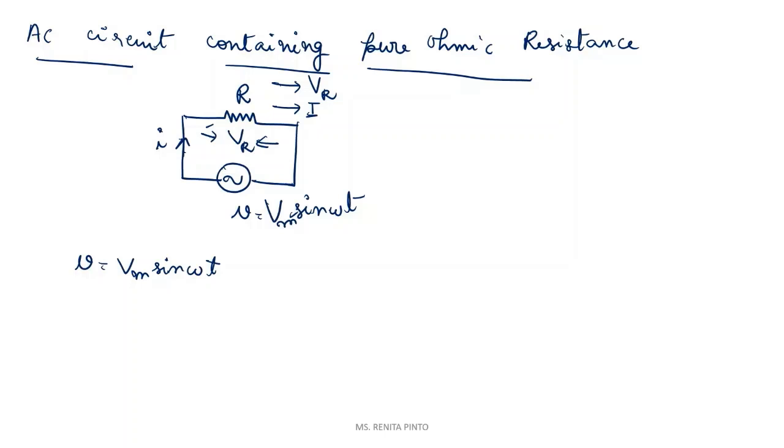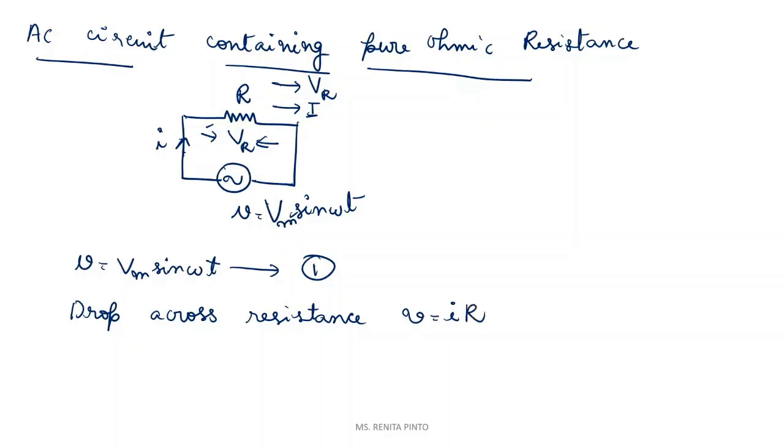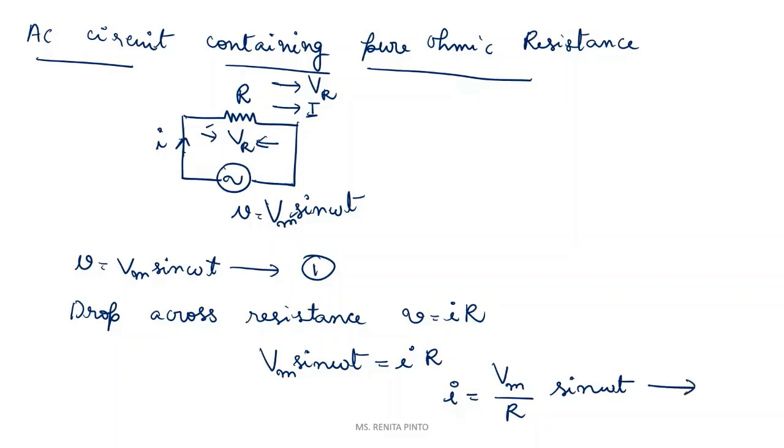Let me take this as equation 1. Now the drop across the resistance is given by V is equal to I into R. If you substitute the value of V in equation 1, you will get Vm sine omega t equal to I into R. From this equation, you can see the instantaneous value of current I is equal to Vm by R into sine omega t. Let me take this as equation 2.